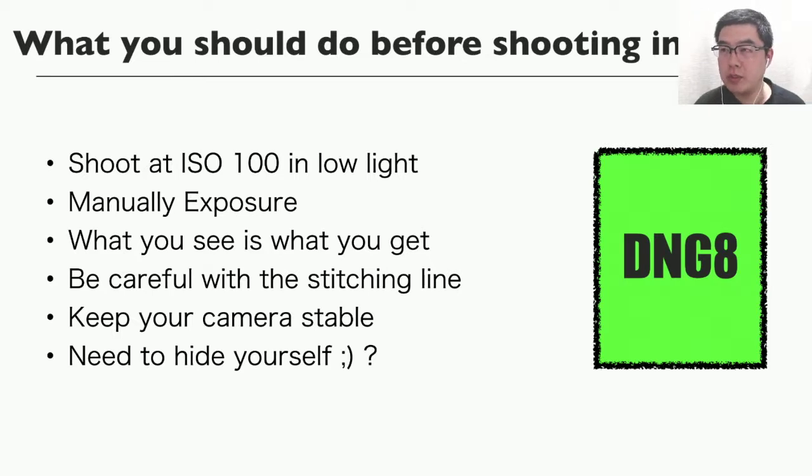And you should be careful with the stitching line, especially in some tiny double lens VR cameras. Be careful with the stitching line. Never put people on the stitching line, because the closer you are to the stitching line, the more issues you have in the stitching. And always keep your camera stable, especially in low light, because in low light you need long exposure. And if you want to achieve crystal clear and sharp images, you have to keep your camera super stable.